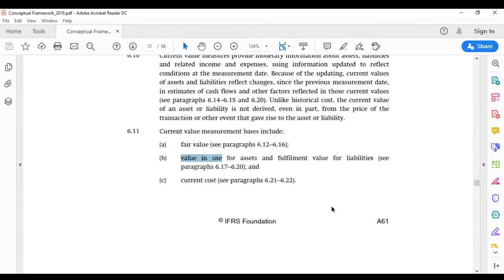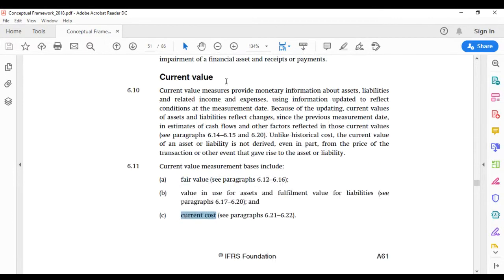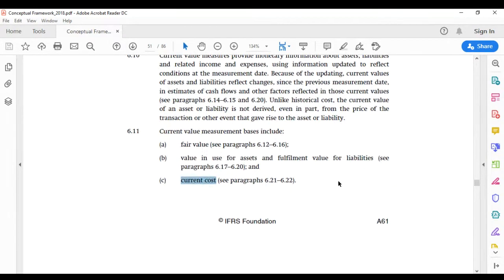Then the third possibility is the current cost basis, which is also a current value method. The current cost basis is simply where you measure the assets that you own at the cost at which you can purchase a similar kind of asset today. Right, so now we're not looking at the fair value, in other words, what we can sell it for. We're not looking at the value in use, in other words, what future economic benefits it can provide us if we keep on using it. We are looking at what a similar asset is going to cost us if we purchase it today.